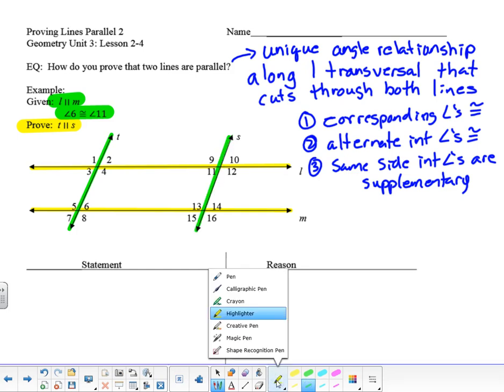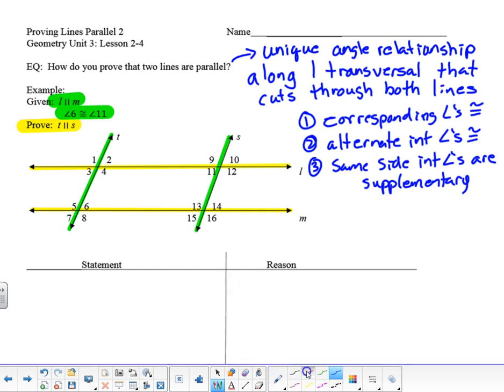So let's mark the other thing. Because those are parallel, we can put a little triangle on there. You'll see that in your textbook. That's an indication of parallel. And we also know that angle 6 is congruent to angle 11. The barrier that we have is that in order to prove T parallel to S, we need a pair of angles along a unique transversal.